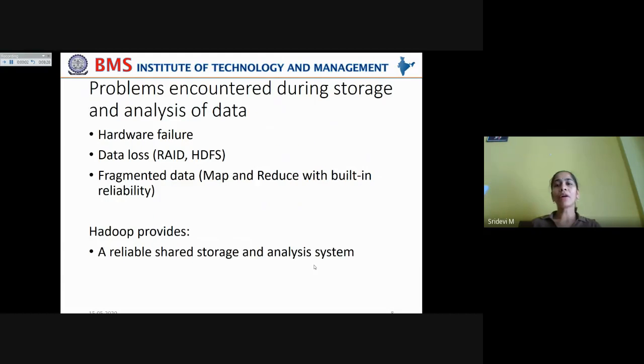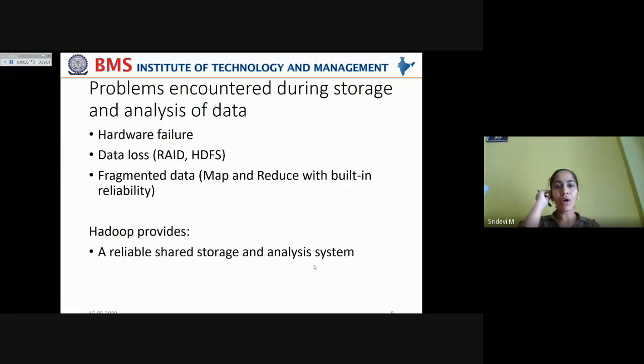Now, a problem encountered during storage and analysis of large volumes of data is hardware failure. When you try to use multiple machines in order to provide shared access to read or write the data, in that case, the chance of a particular system failing will increase. As you increase the number of machines or nodes you use to store the data, automatically their failure also increases, right? The probability of failure increases.